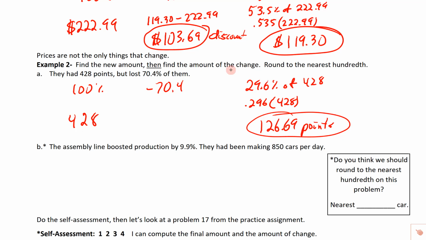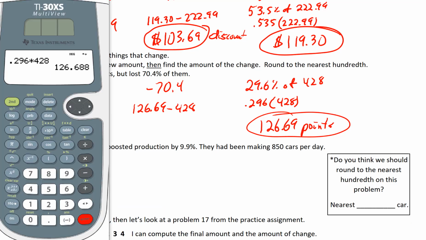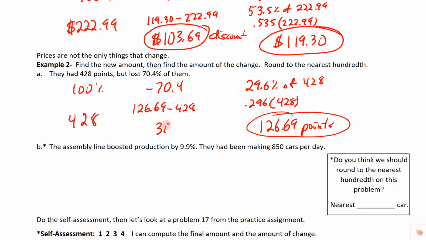Now, we want to find the amount of the change, so we're going to do the same thing. We're going to take this 126. Where did it end up? At the end. We're going to subtract where we started off. And again, notice what happens here when we do 126.69 and we subtract 428. Looks good there. We end up with a big negative. That means we lost that much. So this is 301.31. So 301.31, and I'm going to circle that, and I'm just going to write loss right here. Okay, that's how many points they lost.